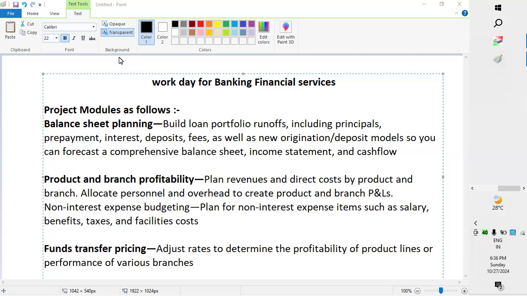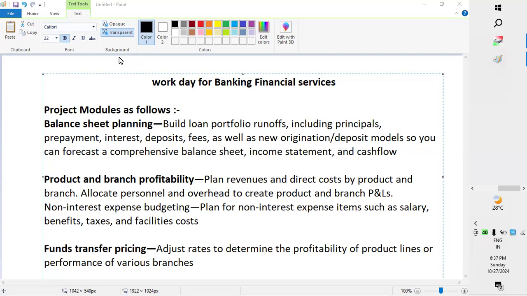The first one is the balance sheet planning module. This is majorly useful for building loan portfolio runoffs, right? If you want to create a portfolio for loans, that includes all the principals, prepayment, interest, deposits, right? And what are the required loan fees we have, either for new origination or deposit models? All these things can be forecasted. This is balance sheet planning. So you are building a loan portfolio runoff, and this all comes under balance sheet planning.